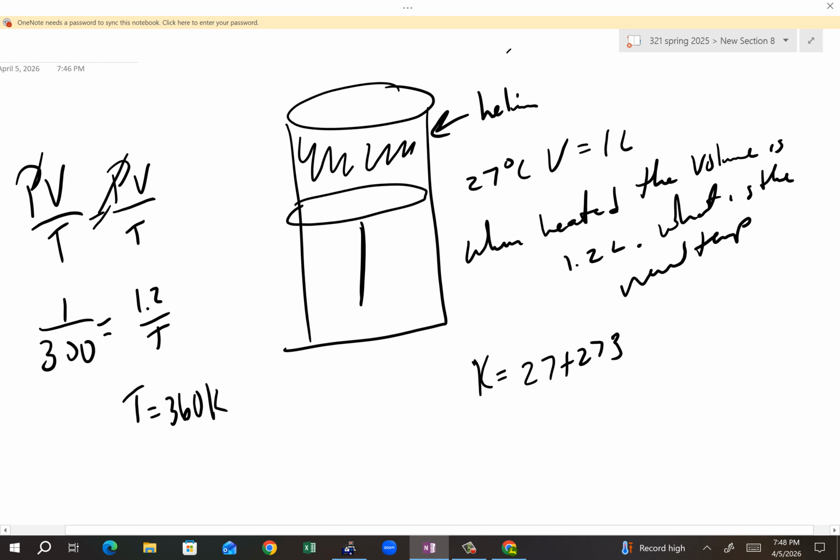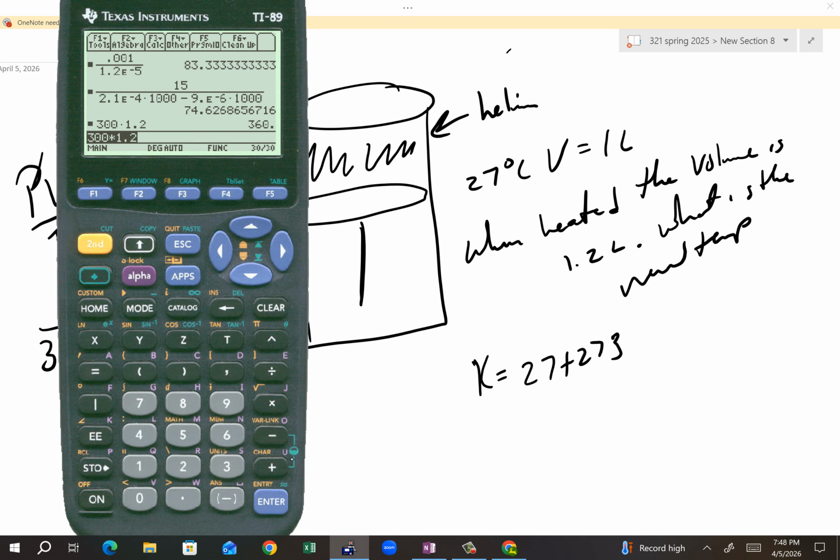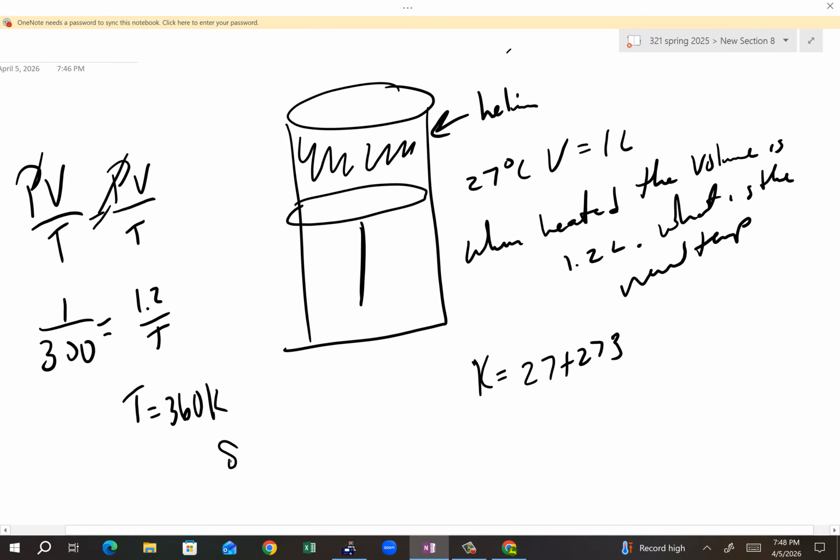And if you want that back in Celsius, it's 87 degrees C. And that's pretty darn hot if you want it in Fahrenheit. All right, but whatever. It's still toasty. But it'll burn you.